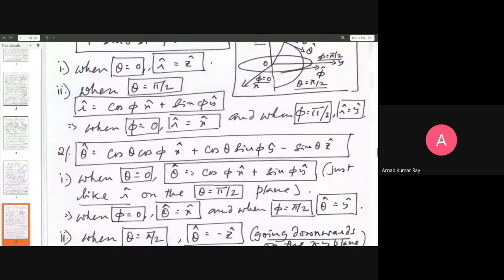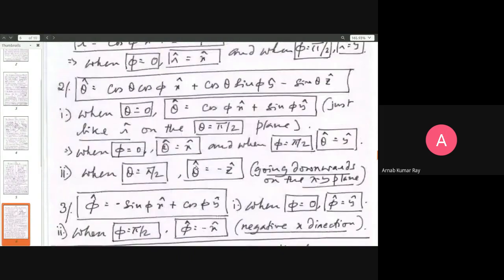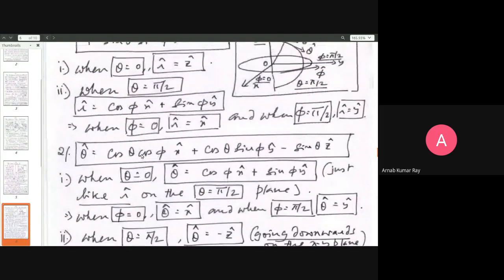Let's look at certain properties, certain angle changes for theta cap. Theta cap is equal to cos theta cos phi x cap, plus cos theta sine phi y cap, minus sine theta z cap. Here's an important point. When theta is equal to 0, cos theta will be 1 and sine theta will be 0. So when theta is equal to 0, theta cap is equal to cos phi x cap plus sine phi y cap.